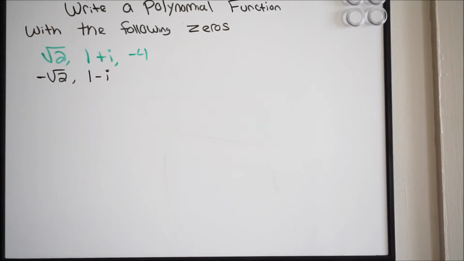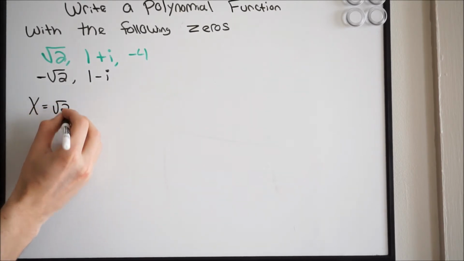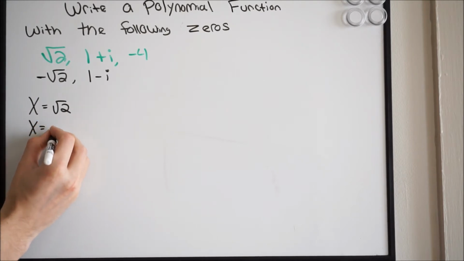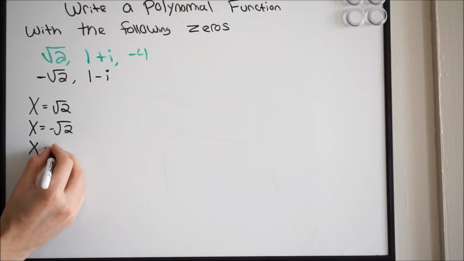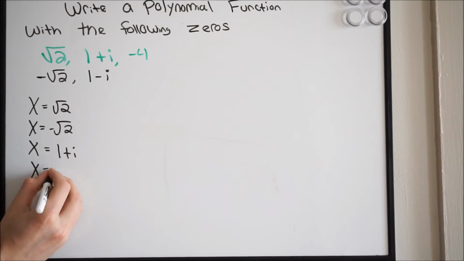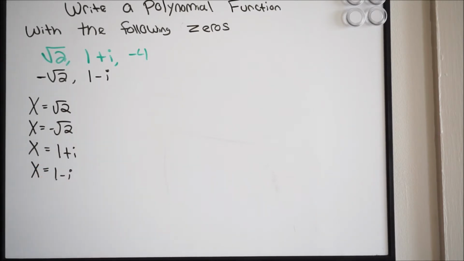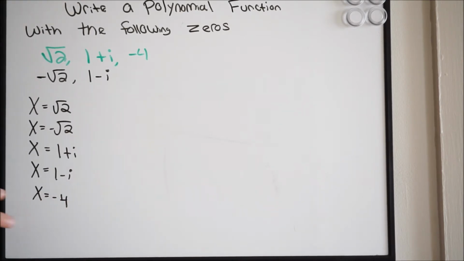So again, how this looks is you're saying x equals the square root of 2, right? x equals negative square root of 2, x equals 1 plus i, x equals 1 minus i, okay, and x equals negative 4. And we said that if we're trying to find the polynomial function, we have to put these back into factored form. Okay, so we're going in reverse now. Before we were finding the zeros, now we're trying to find the function, so we go in reverse.